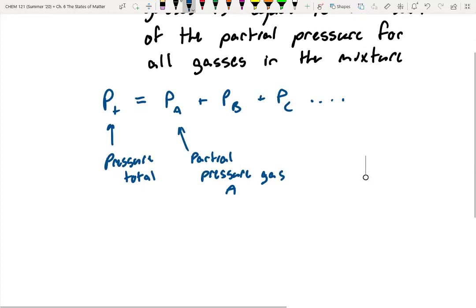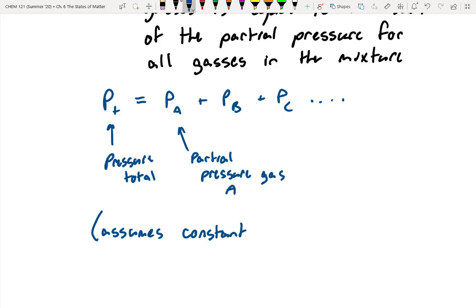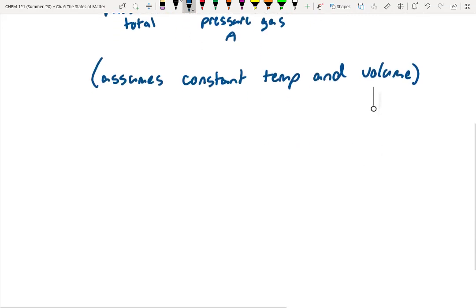And I will make a note here that this assumes the same temp and volume. And volume, because we know if we change either of those, if we change the temperature, we're going to change the pressure, and if we change the volume, we're going to change pressure as well. We saw those in our other gas laws. All right, so let's take an example.